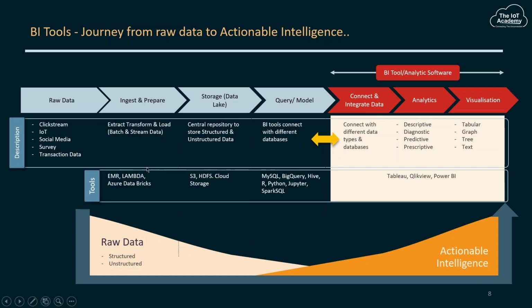Typically, industry tools at each of these levels are like this. At the ingest and prepare stage, we have EMR, Lambda, Azure Databricks. At the storage level, we have products like S3, Hadoop, HDFS, Cloud Storage, and at the query level, we have different tools like MySQL, BigQuery, Hive, R, Python, the Jupyter interface of Python, and Spark SQL. So a BI tool helps us in completing this journey from raw data to actionable intelligence.